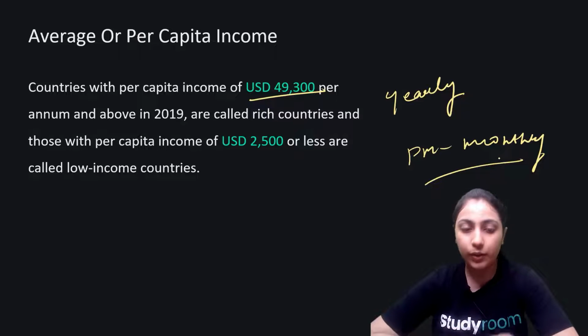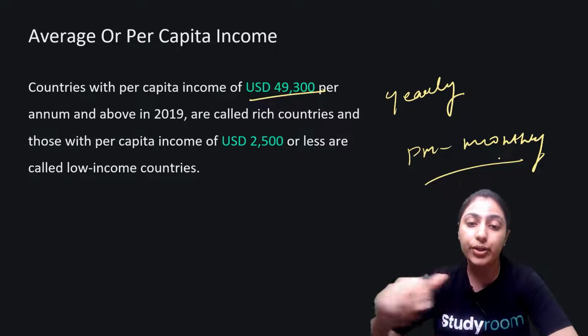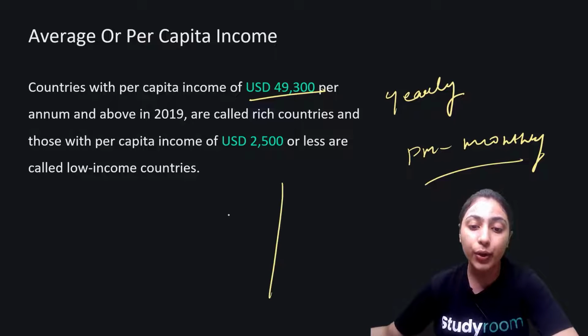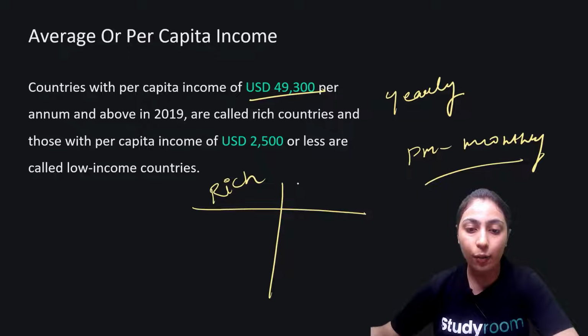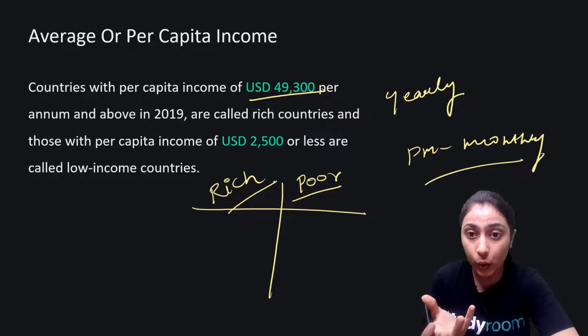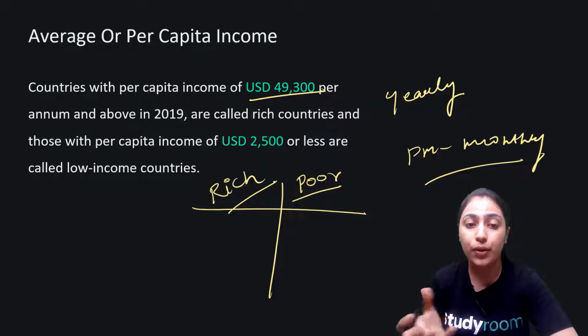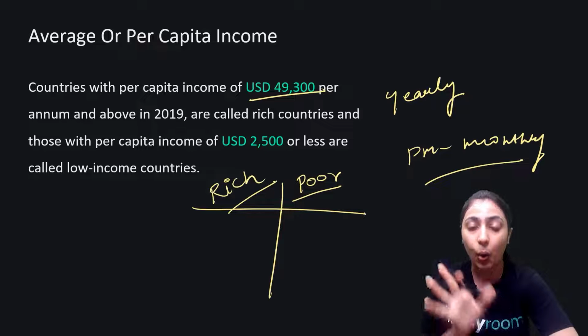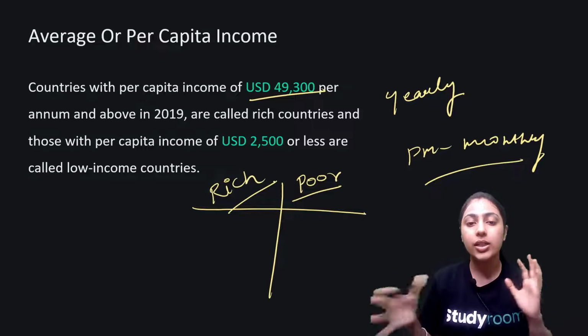So basically what you can make out here is that you have been given two barriers. One is for rich and one is for poor. Everyone who comes under the population of USA, considering the dollar, so we'll consider USA.